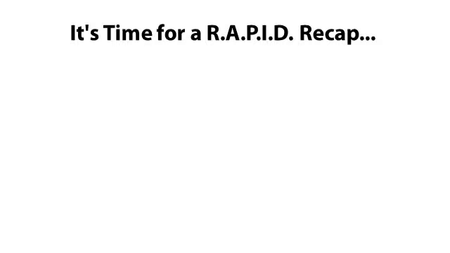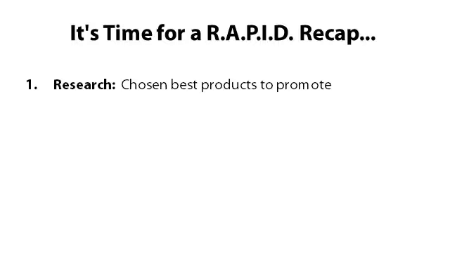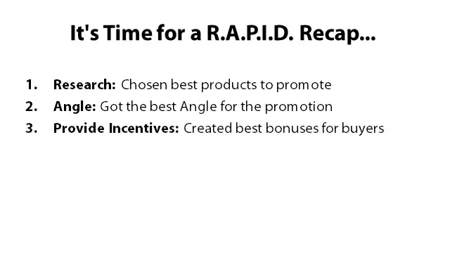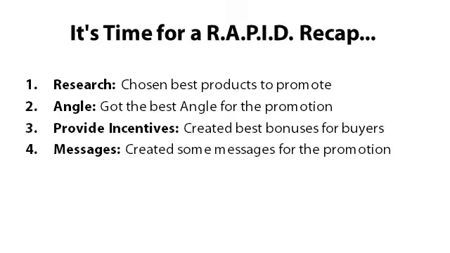Okay, it's time for a rapid recap. That is, a recap of the rapid income formula that I've been taking you through in this commission machine training. So the R of rapid is for research. By now you should have chosen the best products to promote. The A is for angle. By now you've got the best angle for the promotion. Thirdly, we spoke about providing incentives. So you've now created the best bonuses for your buyers. Next, we spoke about creating the right type of messages for the promotion that get noticed, get clicks, and get sales. And now it's time to deploy.